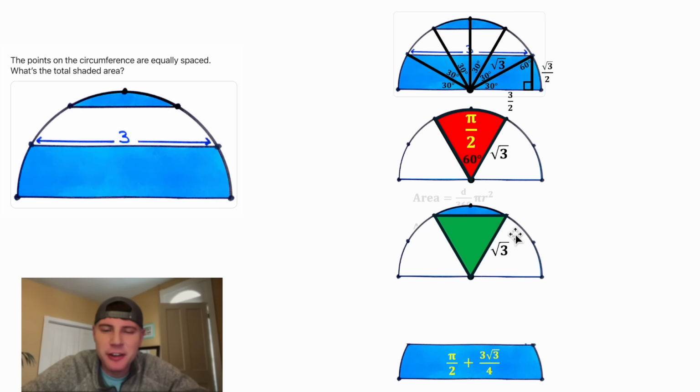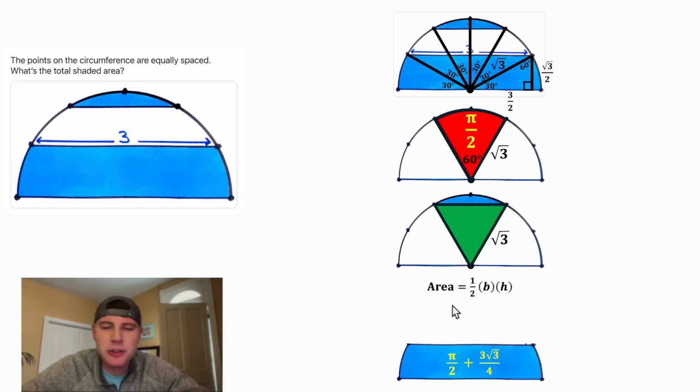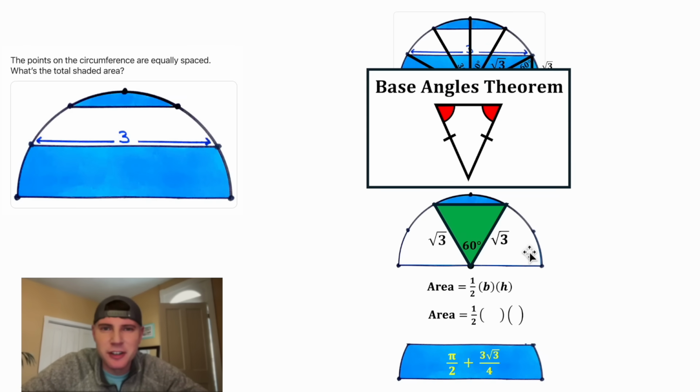And then we can find the area of this green triangle. The area of a triangle is equal to 1/2 base times height. First, we know this angle is equal to 60 degrees. And then since both of these are radii, we know that this is an isosceles triangle, which means these two base angles have to be equal. That's called the base angles theorem. Here's the notes right here. Anytime you have two congruent sides of an isosceles triangle, the angles opposite those sides have to be congruent. So in this case, these two angles will equal 60 degrees.